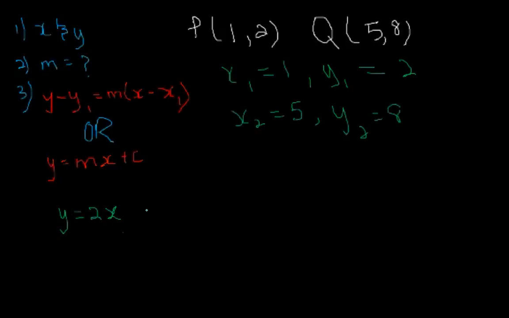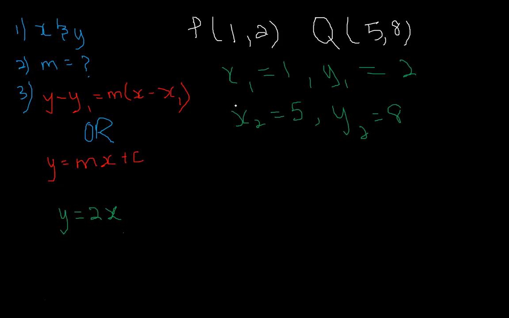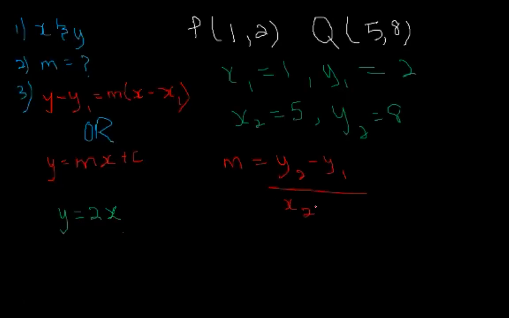Next step, step number 2, identify or calculate m. In this case, they did not give us m, so we have to calculate it. Remember, formula for the gradient, y2 minus y1 over x2 minus x1.